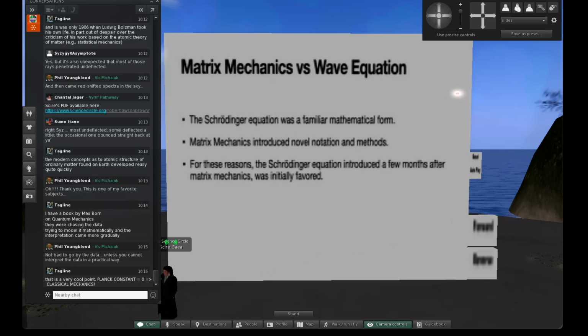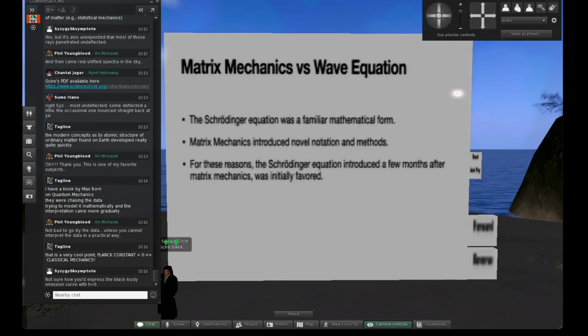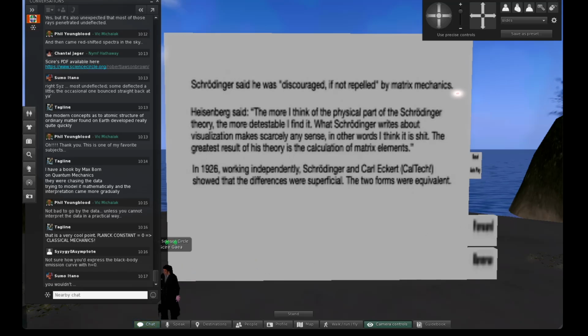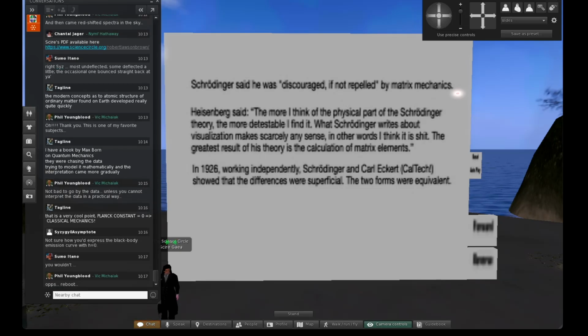You see, the Schrodinger equation was a familiar mathematical form. It looked very similar to equations that had been used in classical physics, whereas the matrix mechanics, it was all new notation and methods. So the Schrodinger equation was greatly favored initially. Schrodinger was discouraged, if not repelled, by matrix mechanics. He just didn't like it. And Heisenberg, on his part, was quite forceful in how he found the Schrodinger equation to be detestable. So they were quite at odds over the issue.